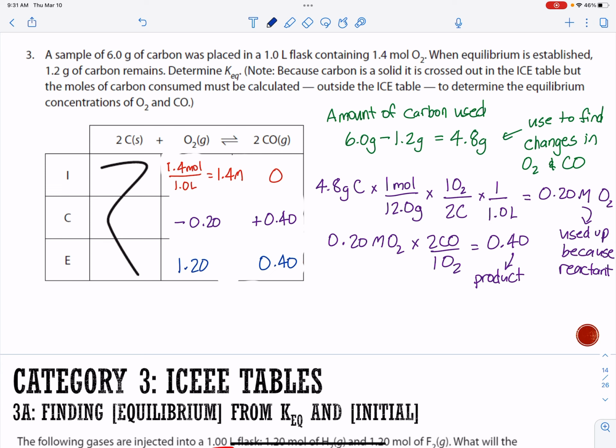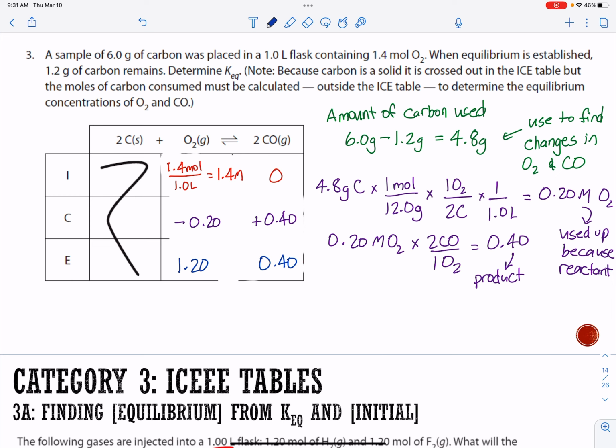It says a sample of 6 grams of carbon is placed in a 1 liter flask containing 1.4 moles of O2. So with this one, you'll notice that I've scribbled out the carbon. And we scribble out the carbon because carbon is a solid, so it doesn't actually change in its concentration. However, it does get used up, and we can use how much of it was used for doing some stoichiometry. So the amount of carbon used, I can calculate what we started with minus what we finished with. So we used up 4.8 grams of that carbon.